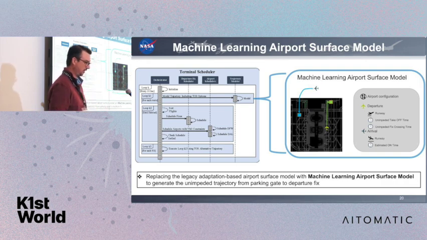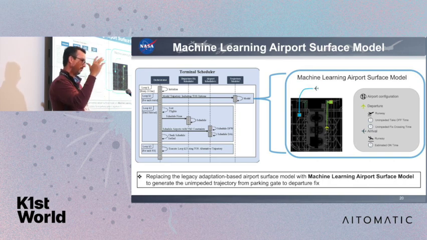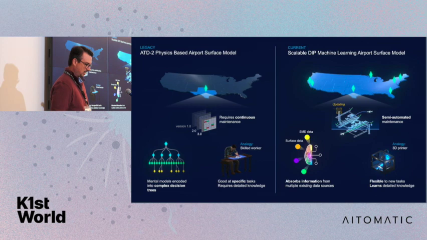So here is really the new foundation of our predictive engine that generates these reroute recommendations, which is this machine learning airport surface model. As I said, for us, the machine learning airport surface model was not necessarily about building a new system that is 10x more accurate than the old system. It was all about scalability for us.